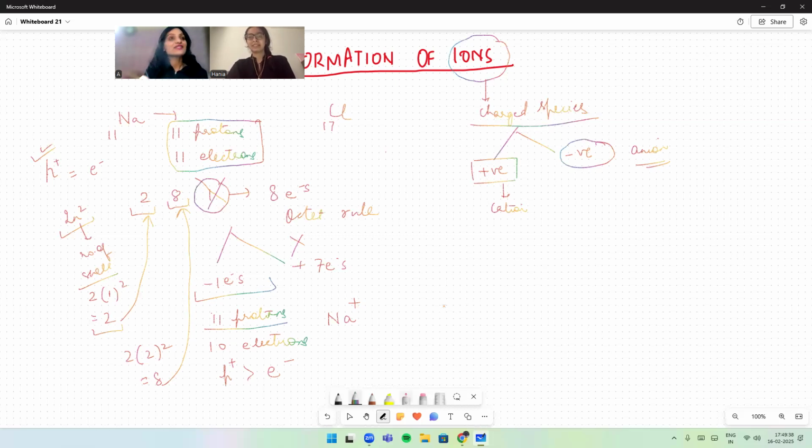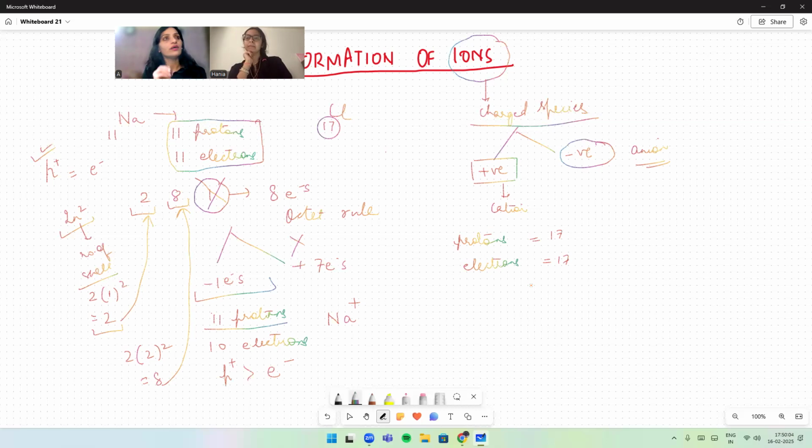Right? Now, in case of chlorine, as we have written 17, its atomic number, right? So atomic number means it is the number of protons. But because chlorine is electrically neutral, the number of protons is equal to 17 and the number of electrons is also equal to 17, because we don't have any charge.